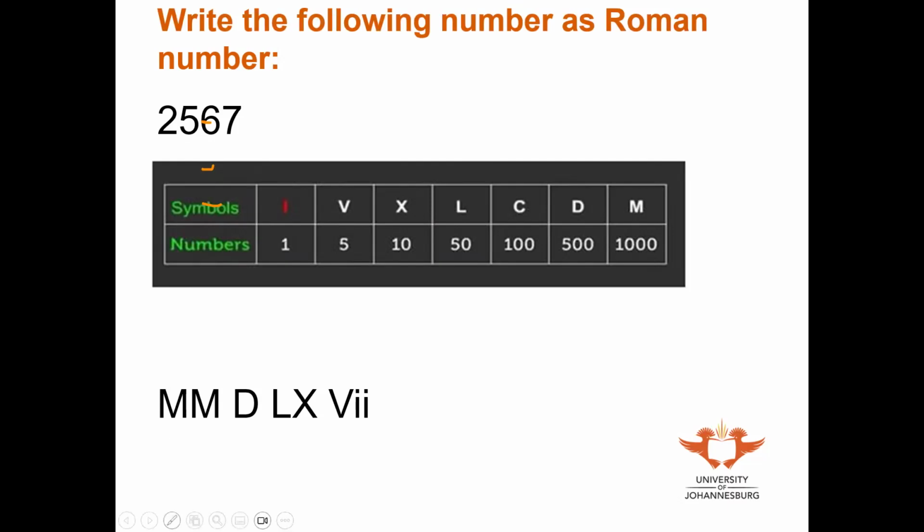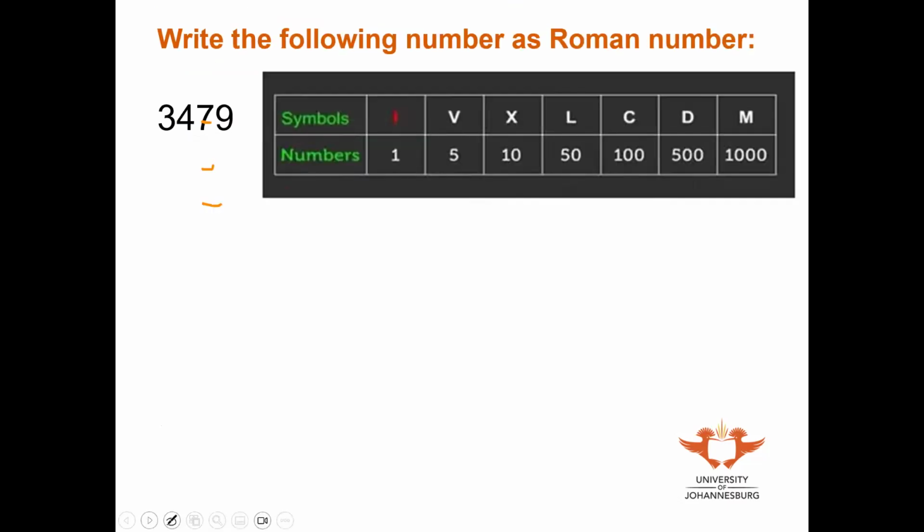And then the other one now, you can see that it's going to be what? You've got the 2000, then you've got the D for 500, right? And then you've got the 67. 60, you remember that it's going to be what? LX, right? Which is 50 plus 10. Okay. And then you've got the 7, which is VII. Okay. And that gives you 2,567.